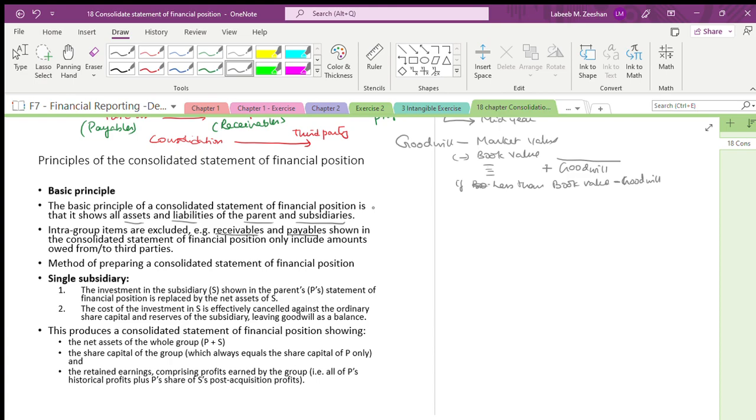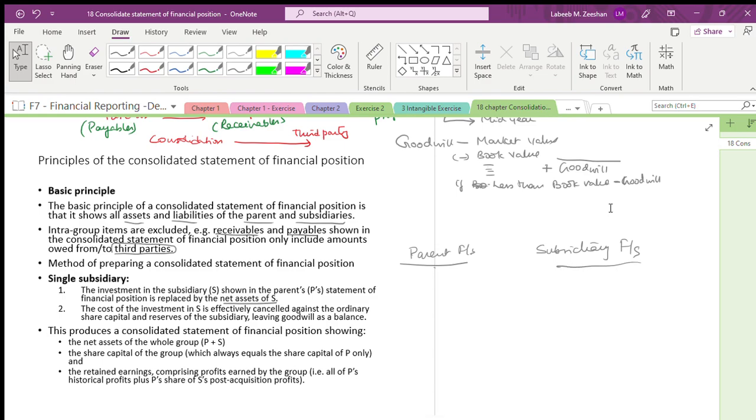Next, the consolidated financial statements only include amounts which we are going to get from third parties. You should not include amounts from the parent to the subsidiary or the subsidiary to the parent company. Method of preparing consolidated financial position: the investment in the subsidiary shown in the parent's statement of financial position is replaced by net assets. You will have the parent company financial statements and the subsidiary company financial statements. Understand this.